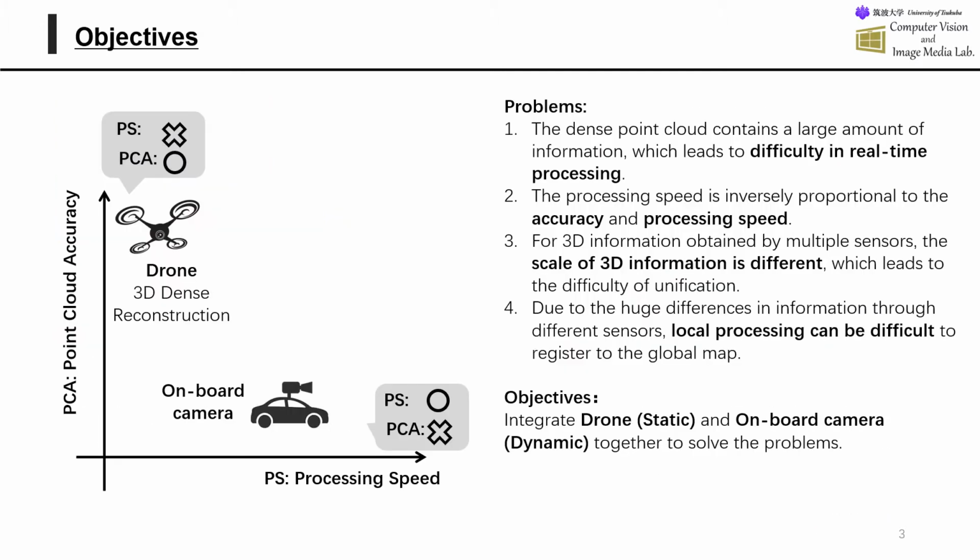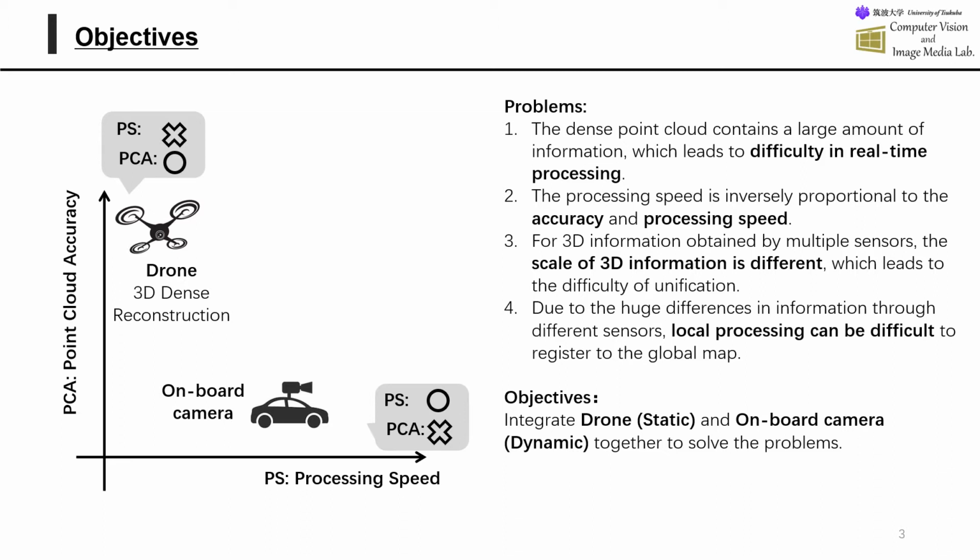To summarize, we make a list of 4 main problems in large-scale dynamic dense scene generation. First, the dense point cloud contains a large amount of information, which leads to difficulty in real-time processing. Besides, ordinary portable computers are not able to visualize dense point clouds in large scenes due to the limitation of computing power, and this causes problems for ADAS to show the current 3D scene for drivers.